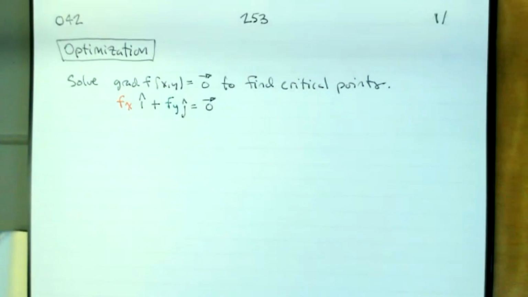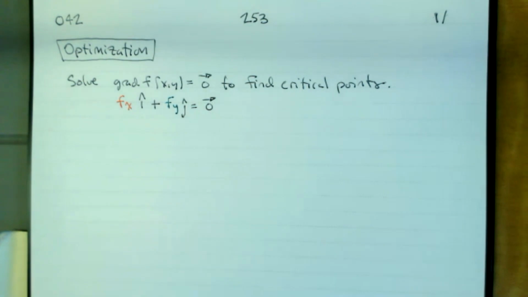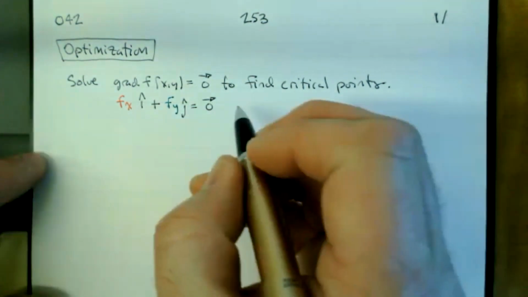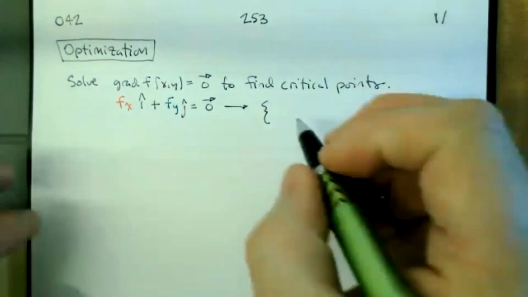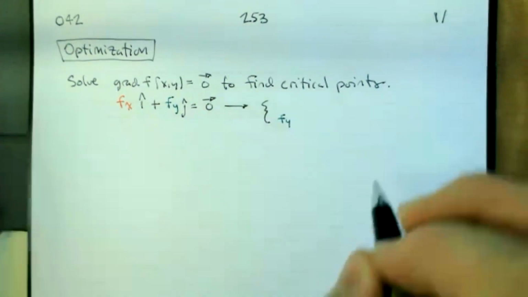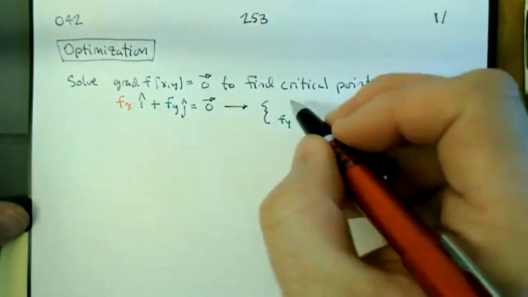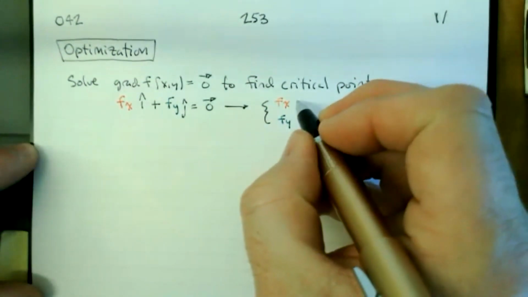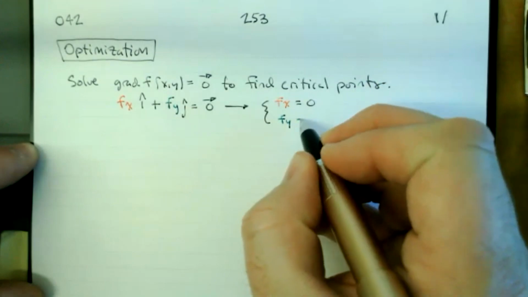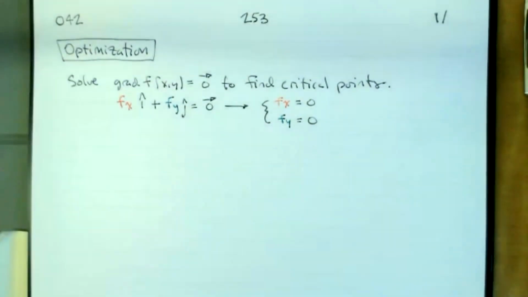So if the gradient of the function is going to be equal to 0, that means each of those components must be equal to 0. That is equivalent to saying fx equals 0 and fy equals 0. So saying the gradient of f is equal to 0 is saying that both first partial derivatives of f are equal to 0.